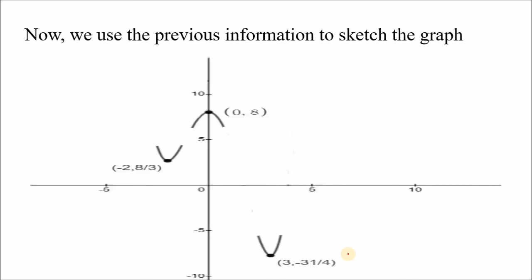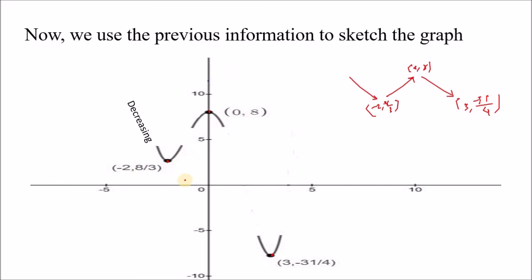Now we use the previous information in order to sketch the graph. You will notice that I plotted all of the critical points. I plotted the first one, the second one, and the third one. So basically that is the graph that I drew. It's going down and it goes up and then it goes down. So this point is basically -2 and 8/3, and that point is 0 and 8, and that point is 3 and -31/4. And here I'm just sketching it as if I'm going to graph the actual function.